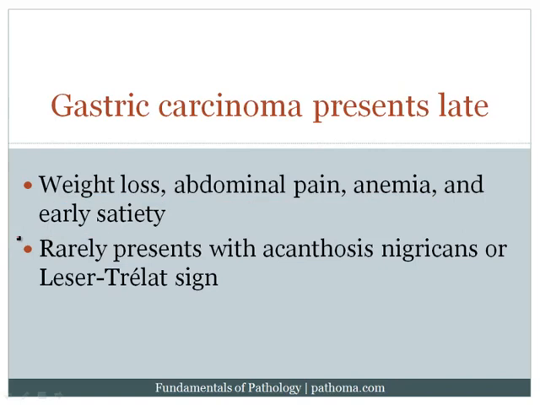Now there are some interesting signs that can be associated with gastric carcinoma. For example, one thing that can be seen with gastric carcinoma is something called acanthosis nigricans, where you get a thickening and darkening of the skin, in particular in the axillary region. So that can be a sign that the patient has gastric carcinoma. Another very interesting sign is called the Leser-Trélat sign, and this is where the patients get dozens of seborrheic keratoses all over their skin that just sort of arise all of a sudden. And this can also be seen with gastric carcinoma, and you really want to know that association.